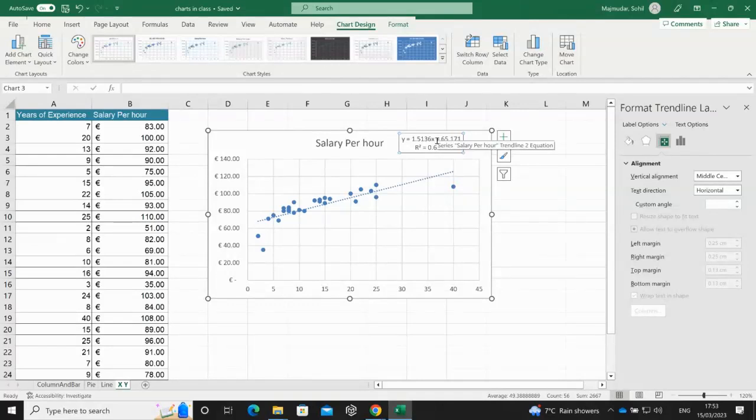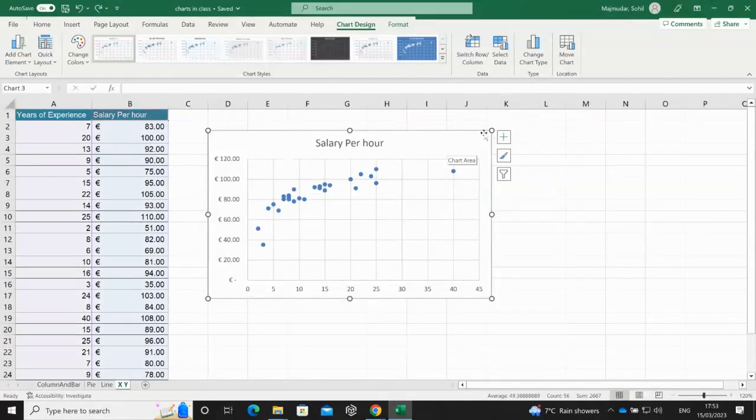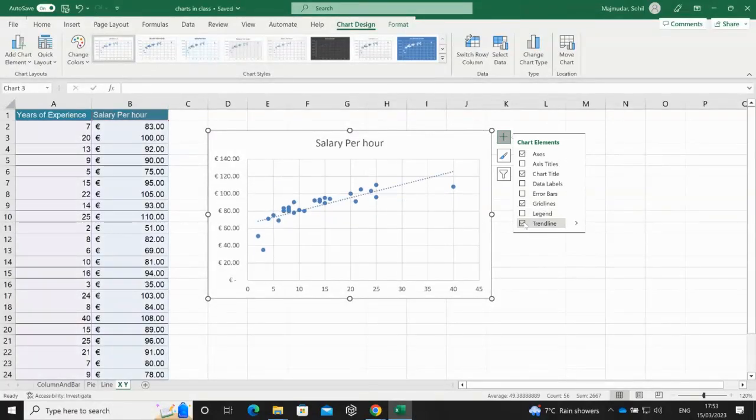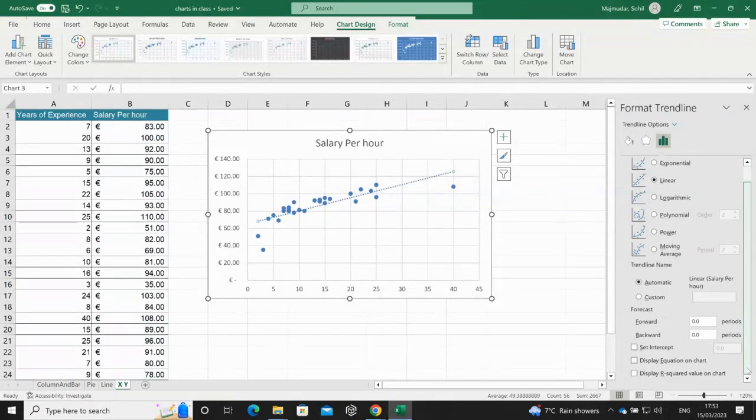Yeah, let's do it again. Okay, so what you do is you click on the plus. You go to the trend line. Then you click on the arrow here. And you go to more options. You scroll to the bottom here. And you say display the equation on chart. And display the R squared value.